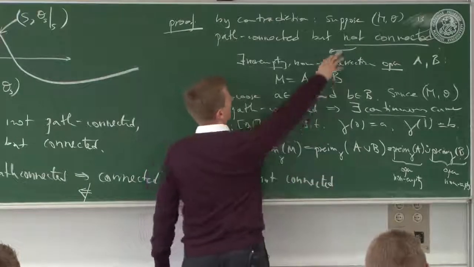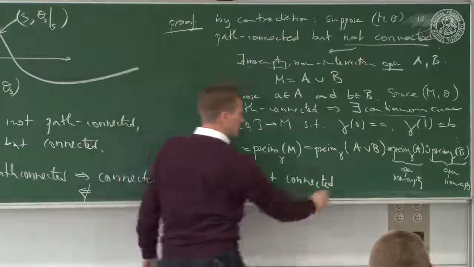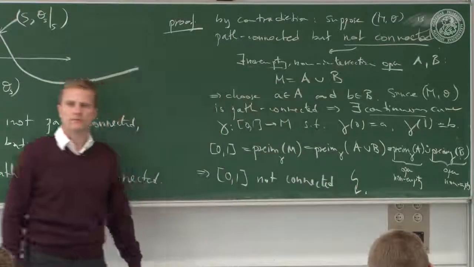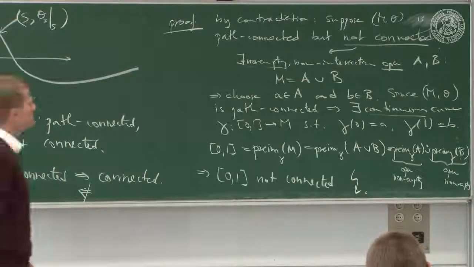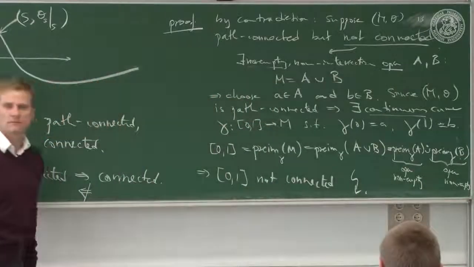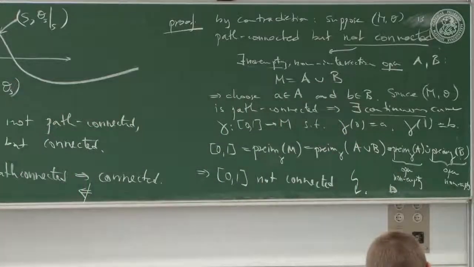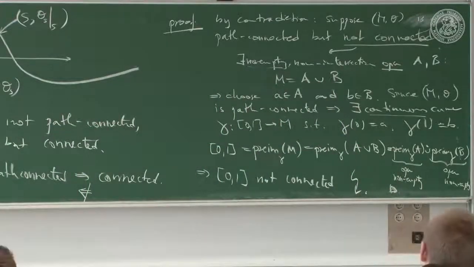Now we start with the not connectedness of the topological space. We now have the not connectedness of this interval, and we know that is not true. That's a contradiction. Hence, a space cannot be path connected but not connected. End of proof. Okay, questions here?